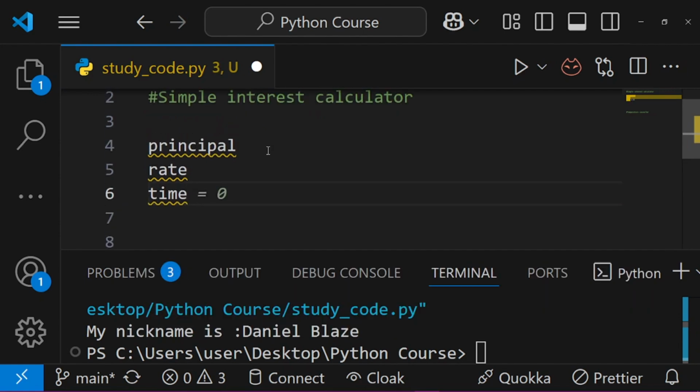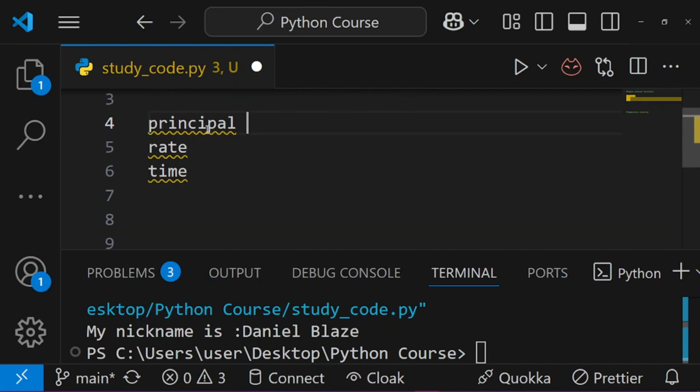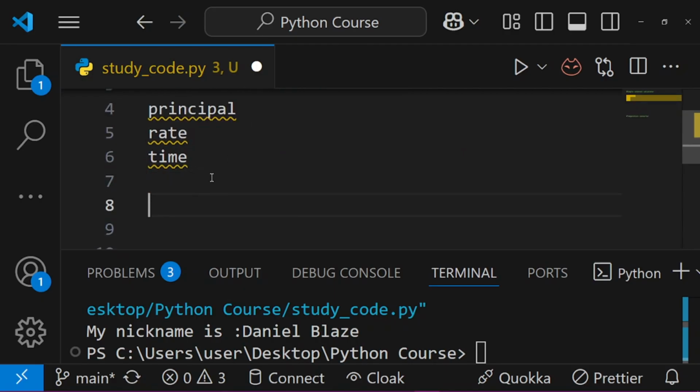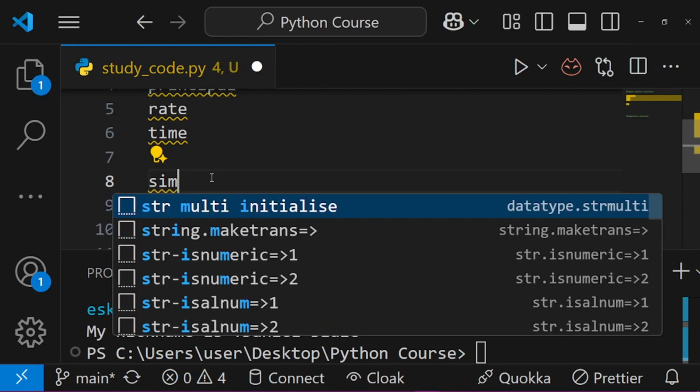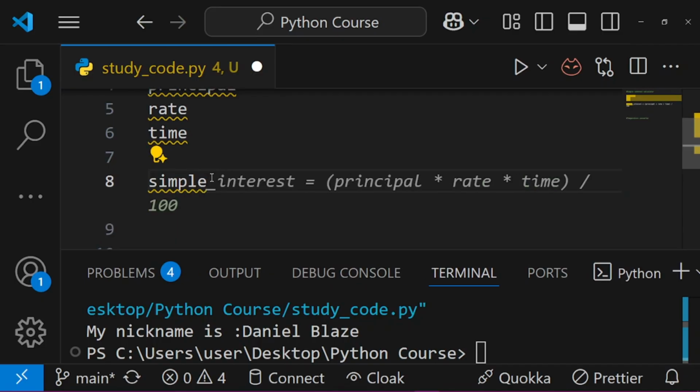You understand? Yes. Now this is how I want you to be writing your code, right? So this is what we need. So principal, rate, and then time. These are the variables you see. And then finally, we want to be printing out our simple interest like this.